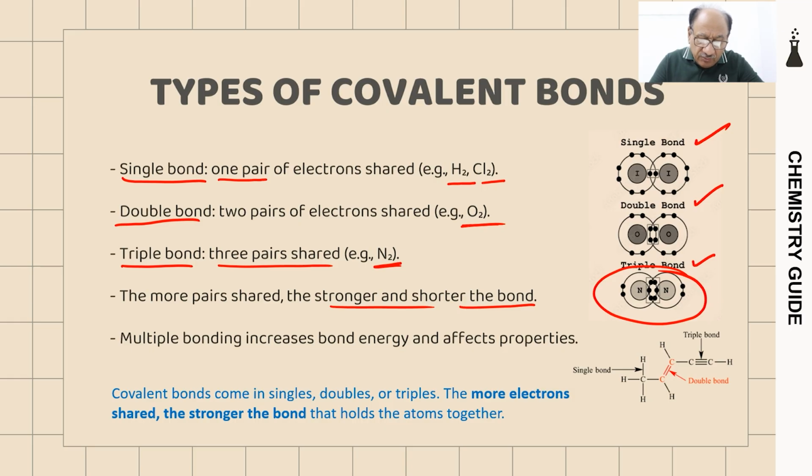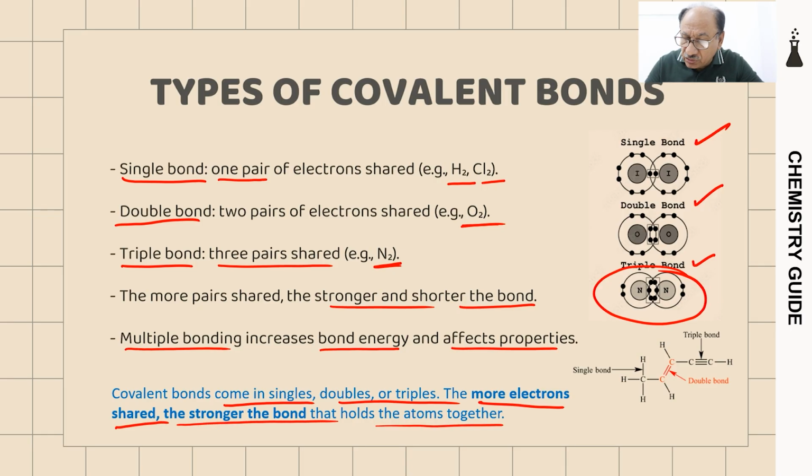In that case, size will be smaller, but the bond will be strong. Multiple bonding increases bond energy. Bond energy means the energy required to break a bond will be higher, and it affects the properties also. So covalent bonds come in single, double, and triple forms, and the more electrons shared, the stronger the bond, holding the atoms together. In this structure we have shown a single bond between carbon and hydrogen, a double bond between carbon and carbon, and a triple bond between carbon and carbon. So these are three types.